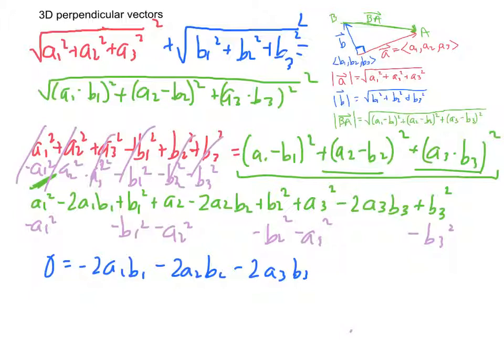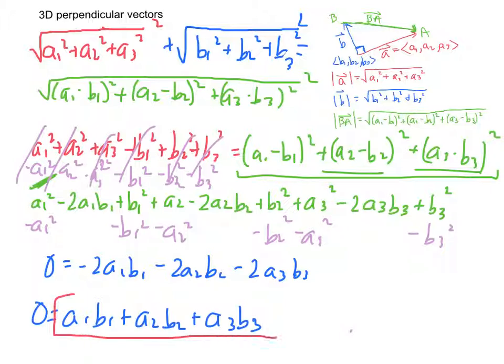And like we saw with 2D vectors, we divide everything by negative 2, and we get 0 equals A1B1 plus A2B2 plus A3B3. And so this is very, very similar to what we saw with 2D vectors. It's kind of the same procedure, and this part right here, once again, is called the dot product. This is the 3D dot product, or inner product, if you prefer that terminology. So it's the 3D dot product.